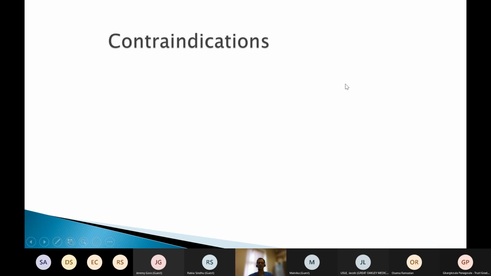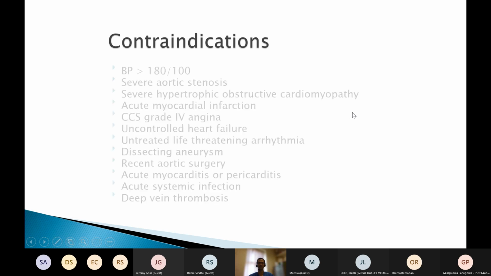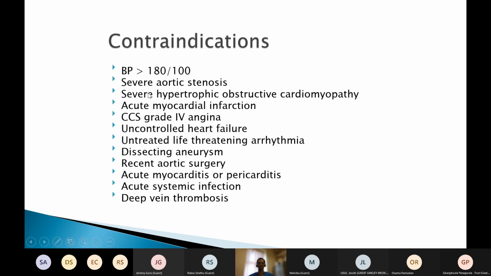Why wouldn't we want to do an exercise test? Well, lots and lots of really, really obvious things. So very high blood pressure, severe aortic stenosis, unless we're doing it specifically to assess the aortic stenosis. Basically bad things. You're not going to do an exercise test in someone with a dissecting aneurysm, for example.